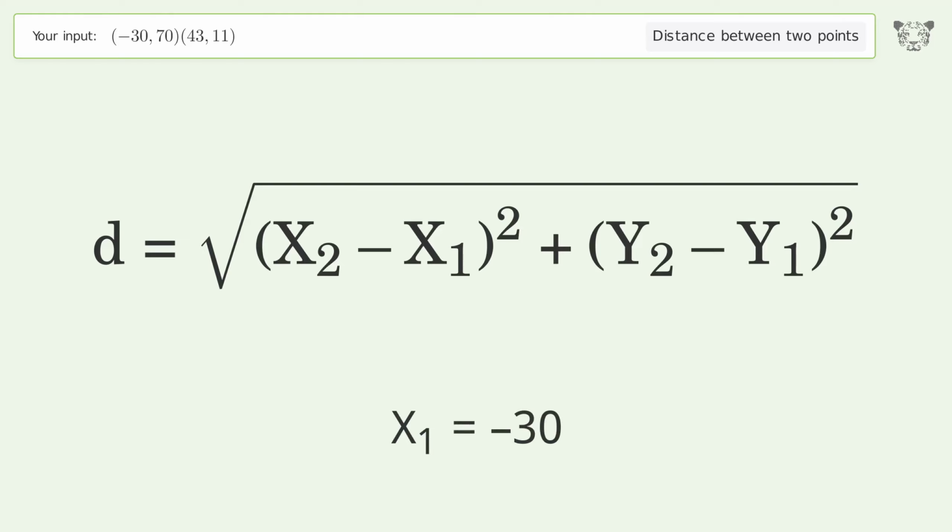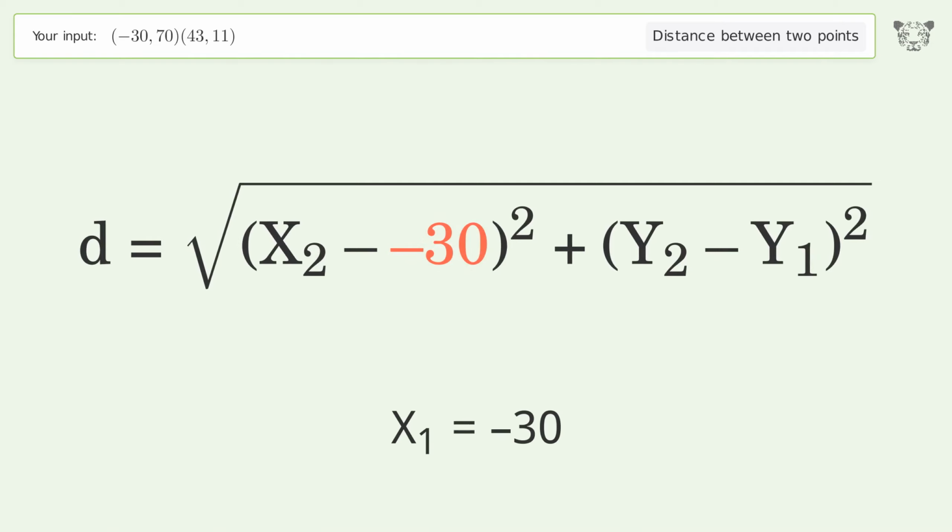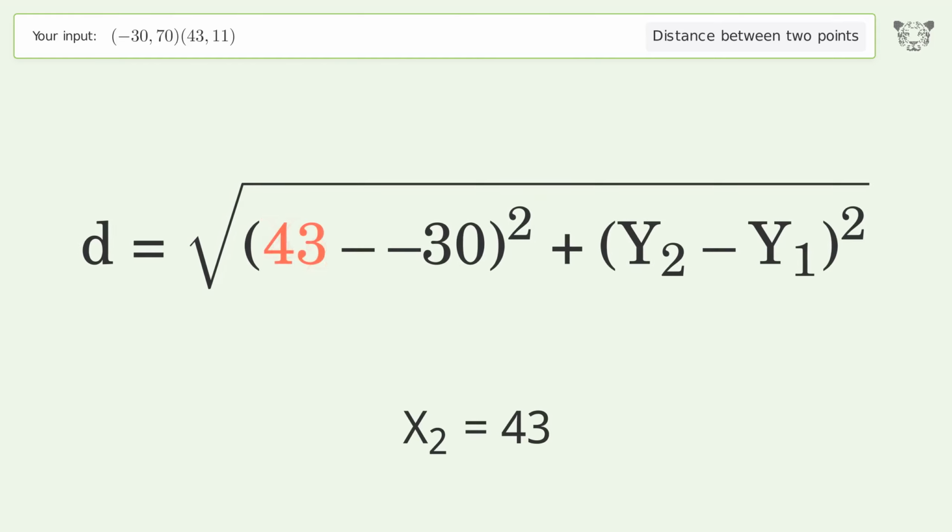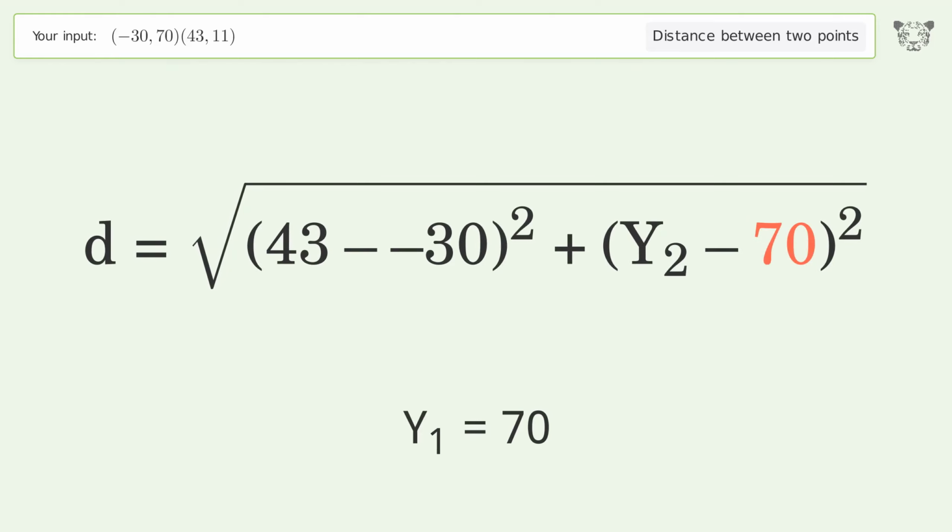x1 equals -30. x2 equals 43. y1 equals 70. y2 equals 11.